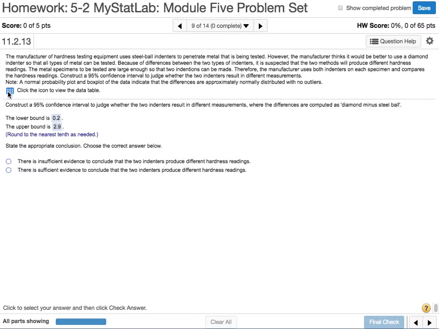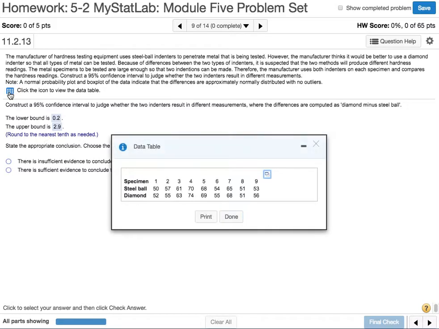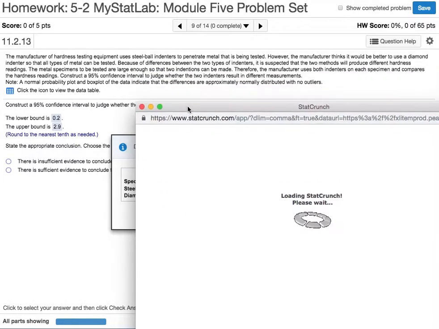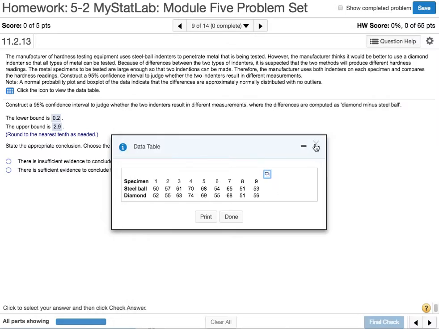So let's go ahead and take a look. We can pull up the data here, and right away I notice these are paired samples. So we have specimen 1, 2, 3, and they're being looked at individually as pairs. We want to look at that when we open StatCrunch, where we're going to be doing the confidence interval.